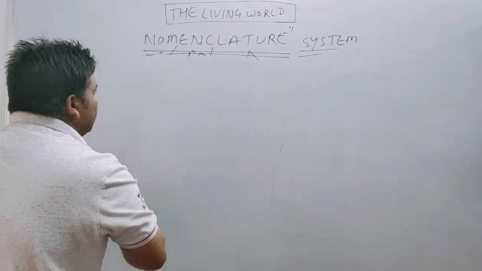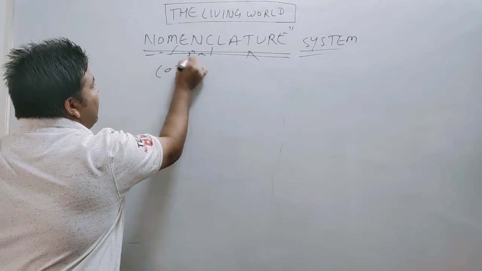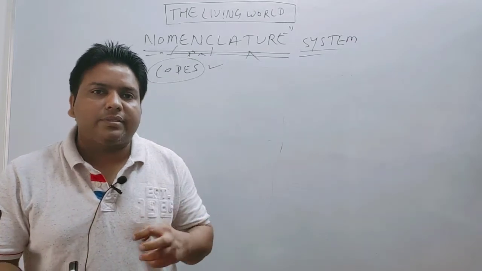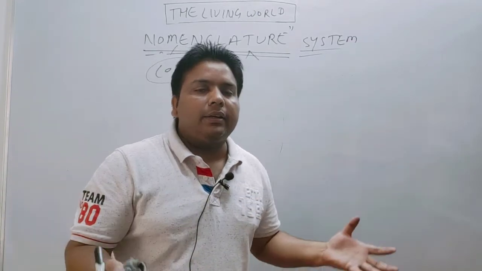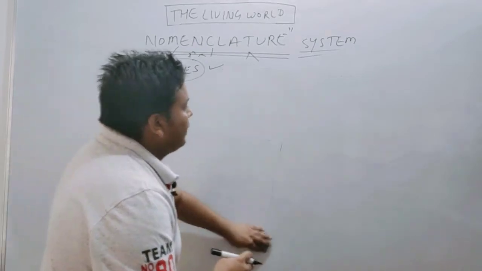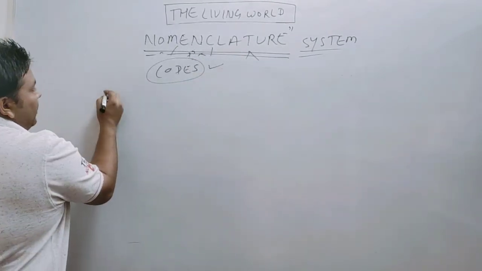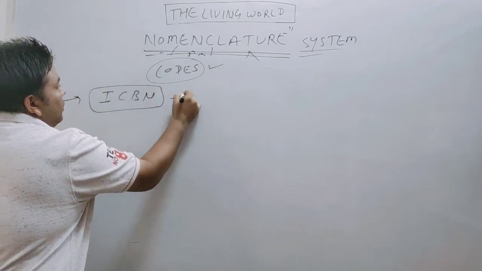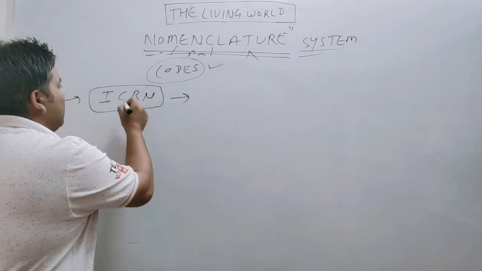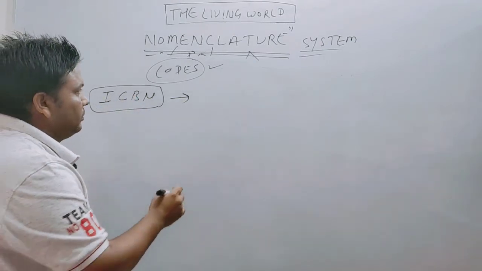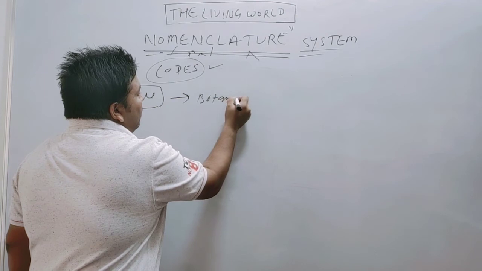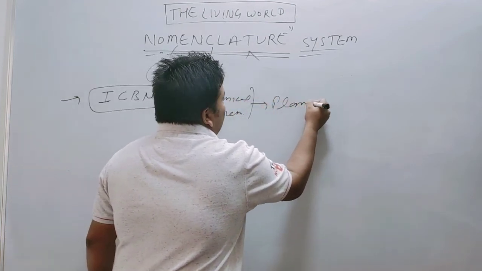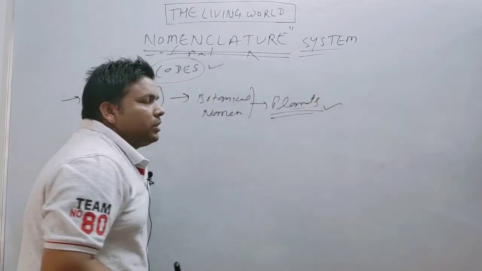One more thing, there are some codes. If you are naming, nomenclature system has to be given some instructions according to the standard body, standard codes. सब मनमर्जी नहीं नाम रख सकते. So there are standards and codes. For example, if we see the ICBN, International Codes for Botanical Nomenclature, means this will help in the nomenclature of the plants.